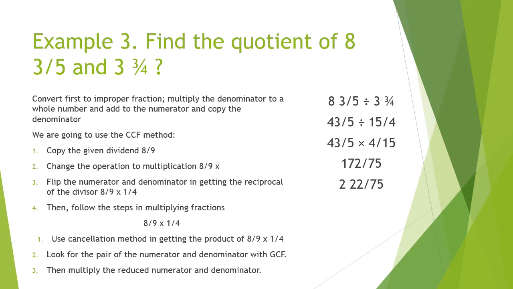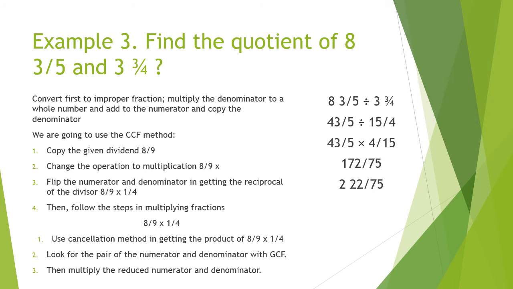Now let's solve it step by step. Step 1, we're going to use the CCF method. Copy the given dividend, 43/5. Change the operation to multiplication. Flip the numerator and denominator in getting the reciprocal of the divisor, 43/5 times 4/15. Then follow the steps in multiplying fraction. Use cancellation method in getting the product. Look for the pair of the numerator and denominator with greatest common factor. Then multiply the reduced numerator and denominator.